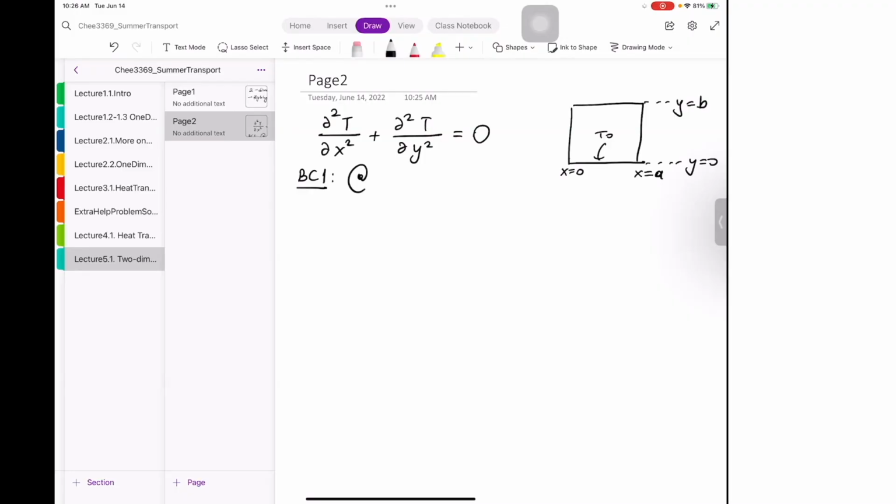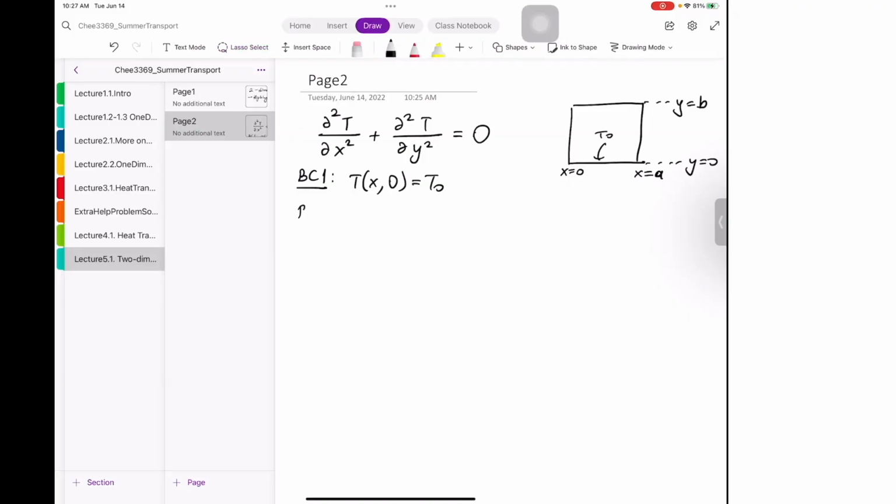At, I'm sorry, y is equal to 0, T of x comma 0 is equal to T0. Now you don't need to write this because I already wrote y is equal to 0 here, so you can actually get rid of this. Okay.